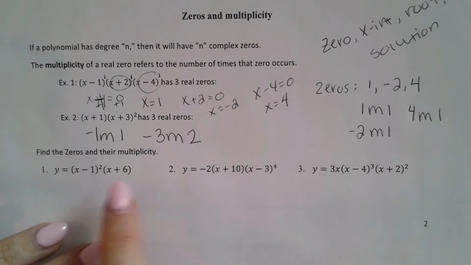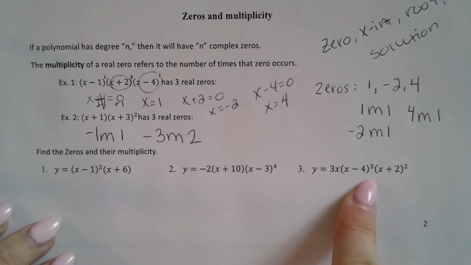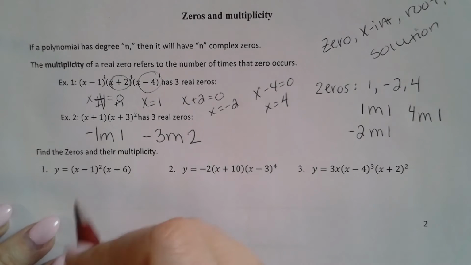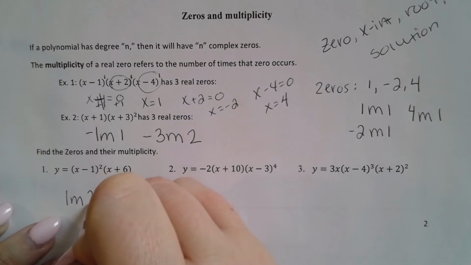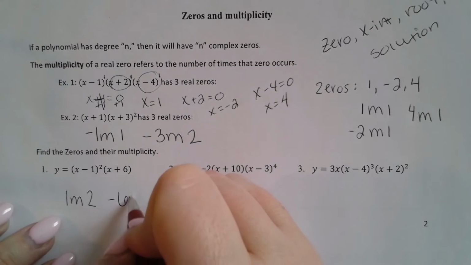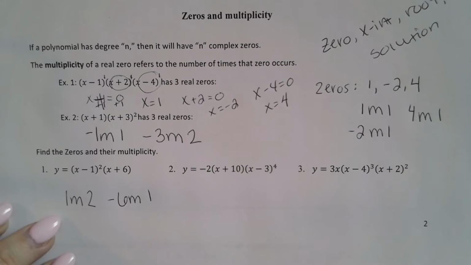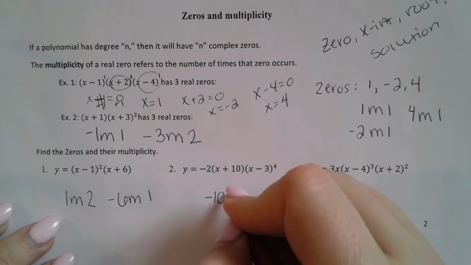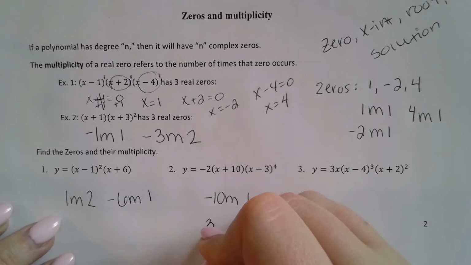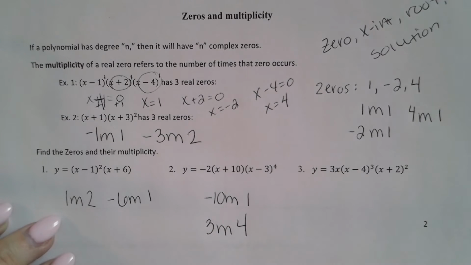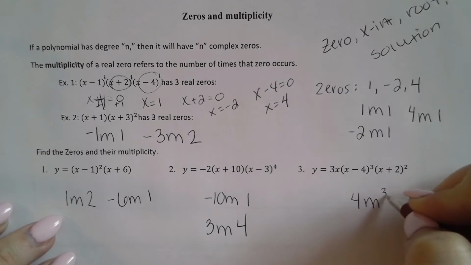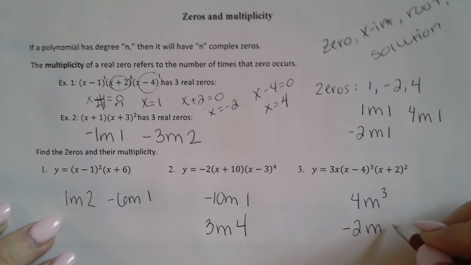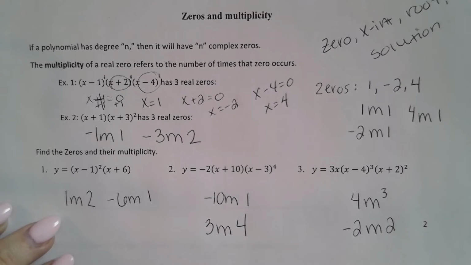So in the next examples, it wants us to find the zeros and to find the multiplicities. So in the first example, if I set this equal to 0, I would get 1 multiplicity 2, negative 6 multiplicity 1, negative 10 multiplicity 1, positive 3 multiplicity 4. Now in this example, I've got 4 multiplicity 3 and negative 2 multiplicity 2. However, I also have a third 0, and I kind of skipped it.